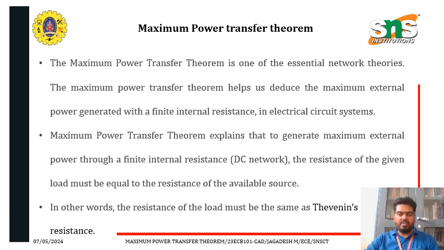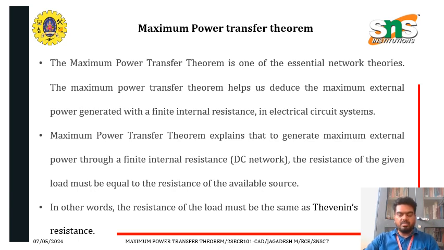What is the maximum power transfer theorem? The maximum power transfer theorem is one of the essential network theorems. It helps us deduce the maximum external power generated with a finite internal resistance in an electric circuit system. It explains that to generate maximum external power through a finite internal resistance, that is, a DC network, the resistance of the given load must be equal to the resistance of the available source. In other words, the resistance of the load must be the same as Thevenin's resistance.